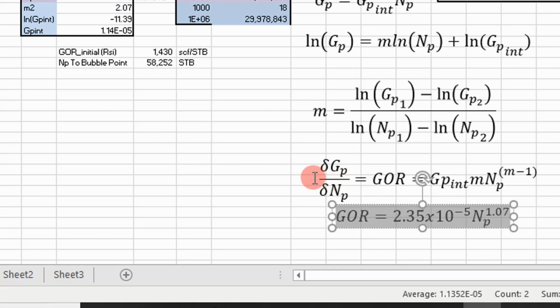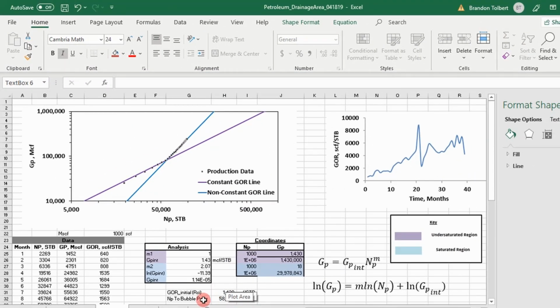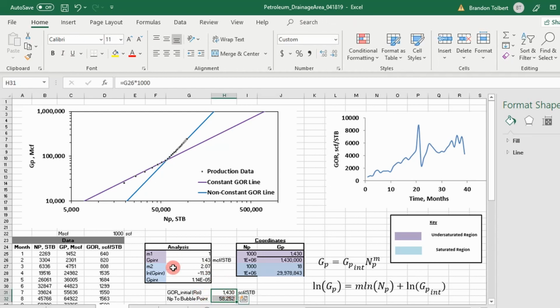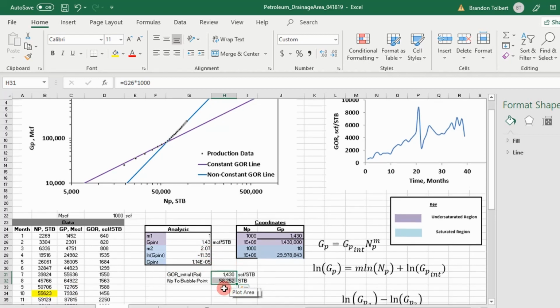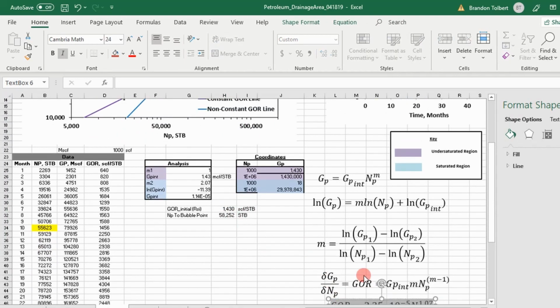So guys, the whole purpose of this analysis was to get 3 pieces of information: the initial producing GOR, the cumulative production up to the bubble point, which you can substitute into what we did in video 1 to determine drainage area, and then our forecasting equation right here. So this is our 3rd piece of information.